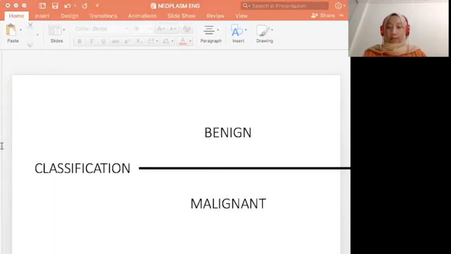Next, there are two types of tumor, benign and malignant. So benign tumor is a tumor that looks like the surrounding tissues and has a slow growth rate and also don't invade the surrounding tissue and they do not metastasize. While malignant are commonly called as cancer. They invade and they destroy the surrounding tissue and they form metastasis and spread to different parts of the body.